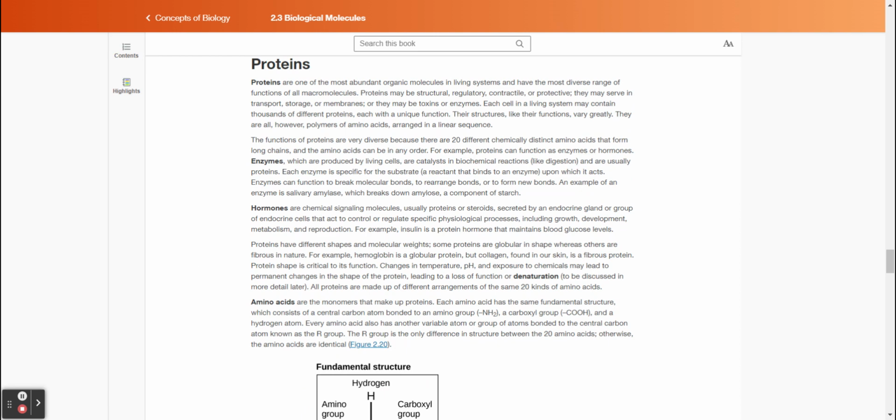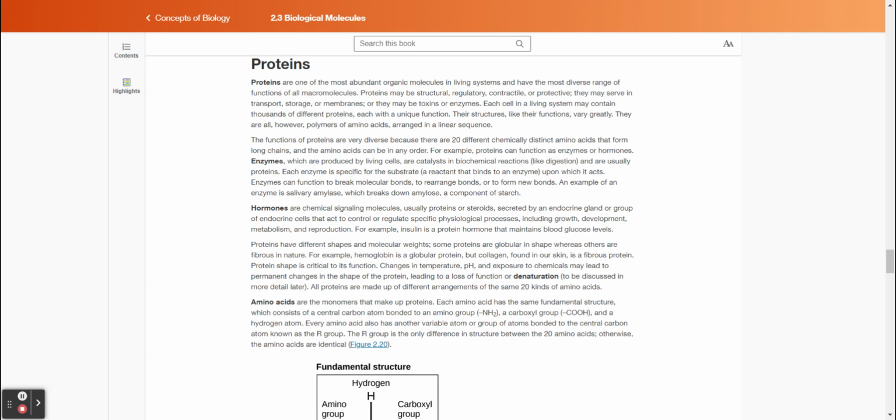Proteins. Proteins are one of the most abundant organic molecules in living systems and have the most diverse range of functions of all macromolecules. Proteins may be structural, regulatory, contractile, or protective. They may serve in transport, storage, or membranes, or they may be toxins or enzymes. Each cell in a living system may contain thousands of different proteins, each with a unique function. Their structures, like their functions, vary greatly. They are all, however, polymers of amino acids arranged in a linear sequence.